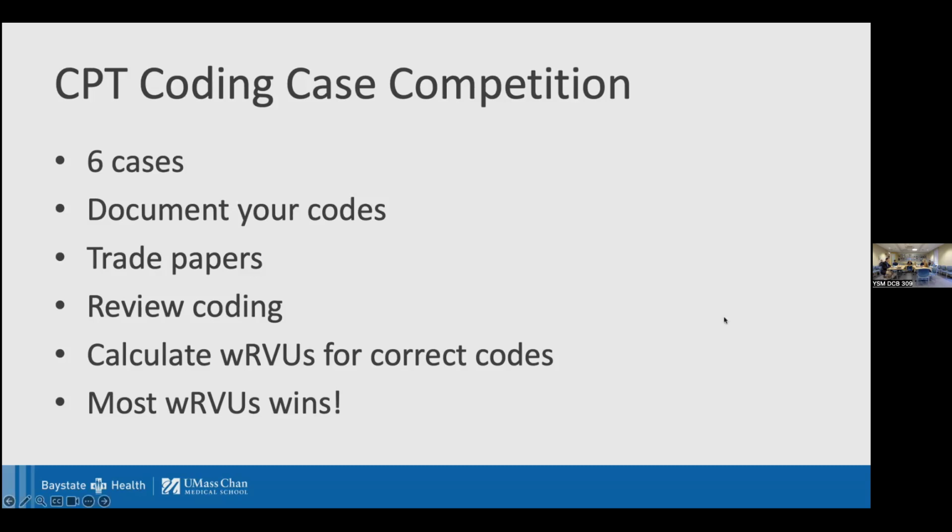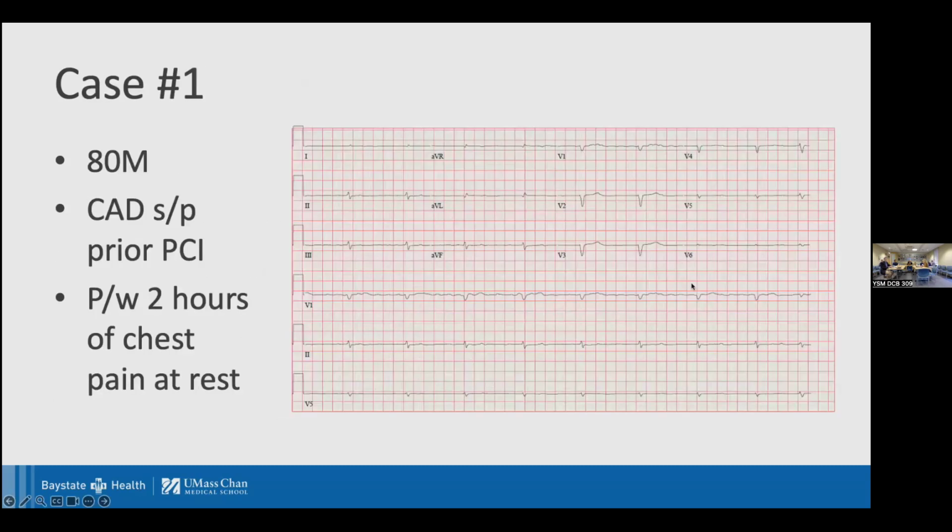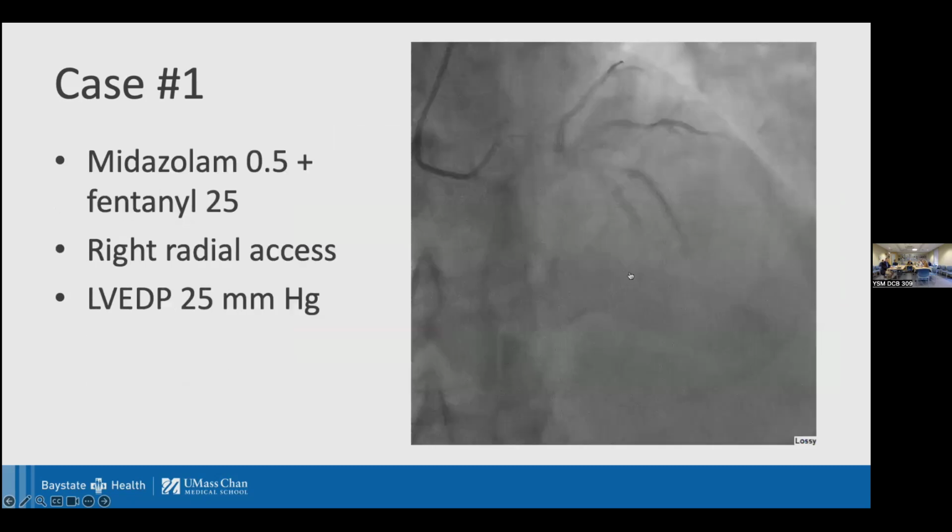Okay, here we go. Case number 1. Remember here, your focus is on the coding. Your focus is not on the clinical judgment. You may agree or disagree. We can discuss that later. This is an 80-year-old gentleman with coronary disease, status post prior PCI, presents with 2 hours of chest pain at rest. Kind of left bundle. There's definitely some anteroseptal ST deviation. And the angiogram will play.